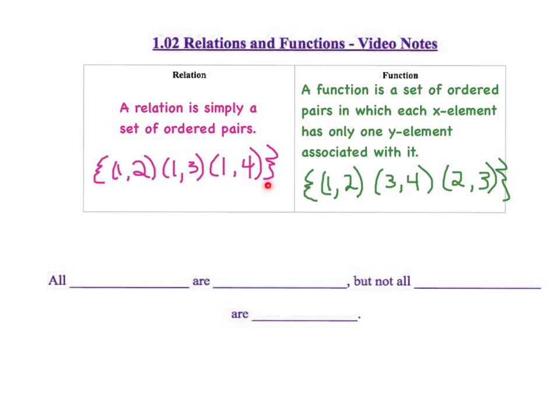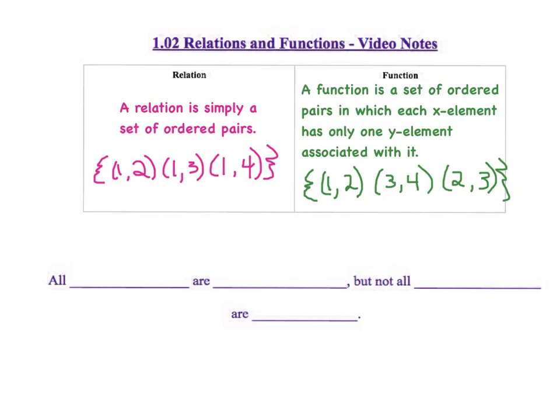Now let's look over here at the relation. I have an x element of 1, and it has a y element of 2. But if I look here at this ordered pair, it also has an x element of 1. But this time, instead of the y element being a 2, it's a 3. And in this third ordered pair, this x element of 1, again, has a y element of 4. So this 1 is being paired with 3 different y elements. And if it is paired with more than one y element, it cannot be a function.